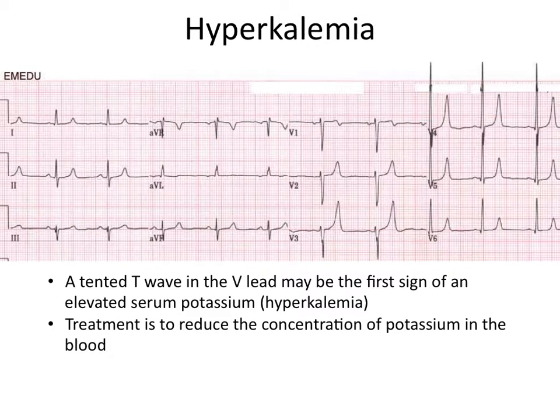Here is an example of a 12-lead electrocardiogram of a patient who has hyperkalemia. Hyperkalemia is usually discernible in the V leads, and in this patient, he has tented T waves in lead V3, V4, and V5, which are abnormal and indicative of his hyperkalemia. As discussed in the previous slide, the level of hyperkalemia may be anywhere from 6.5 to 8 milliequivalents per liter.